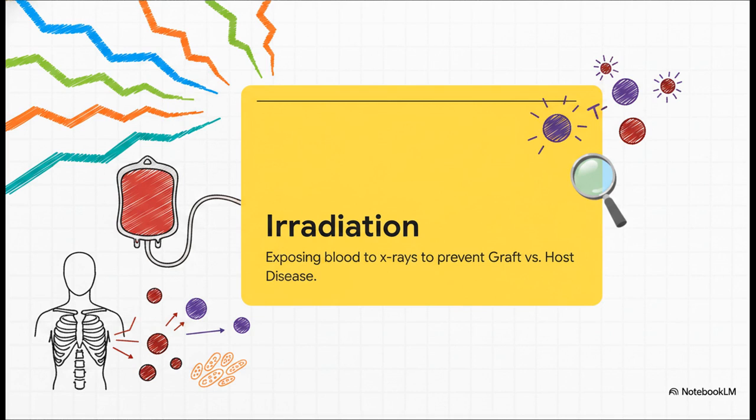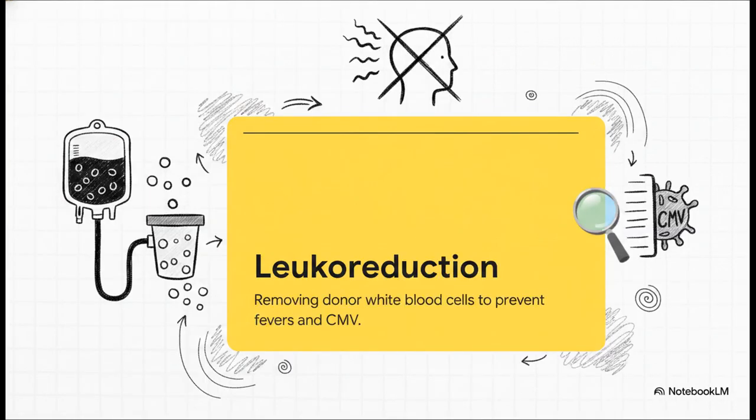If you skip irradiation, those donor T cells will look around the recipient's body, recognize it as foreign, and fatally attack their tissues. It's a terrifying condition called transfusion-associated graft versus host disease, and we definitely want to avoid it. Next up on the modification list is leukoreduction, and this is exactly what it sounds like. Eliminating the donor's white blood cells, or leukocytes. We do this to prevent those really intense cytokine-driven fevers, clinically known as febrile non-hemolytic transfusion reactions.